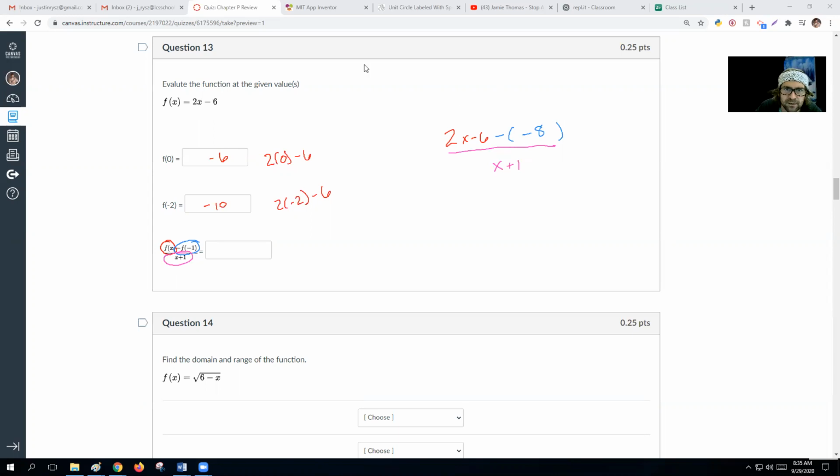Now let's start working here to simplify this. This top would become a 2x. Let's see, this would be minus 6 and then plus 8. So that would be a 2x plus 2 over x plus 1. Well, if we look, we could factor out a 2 from the top. And we get that a 2 times x plus 1 over x plus 1, or 2 times x plus 1 divided by x plus 1. So those cancel out, and we just get left with 2.